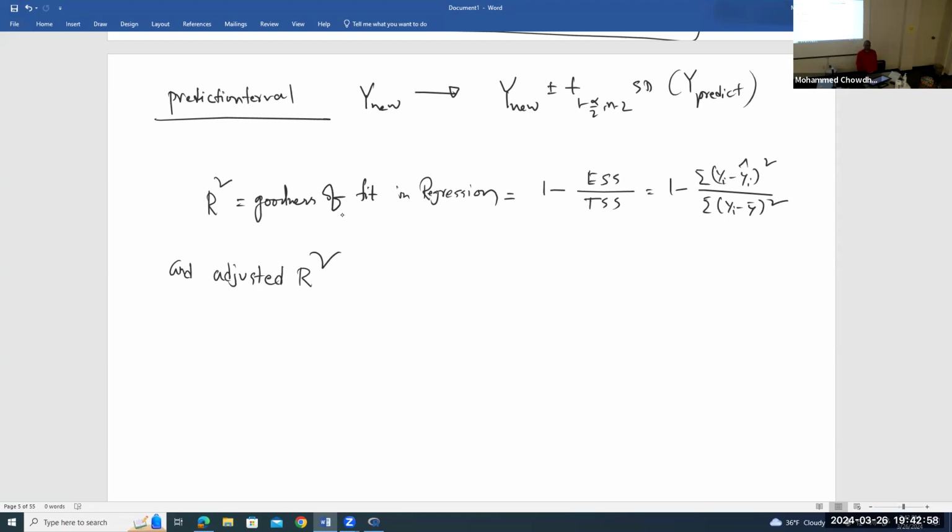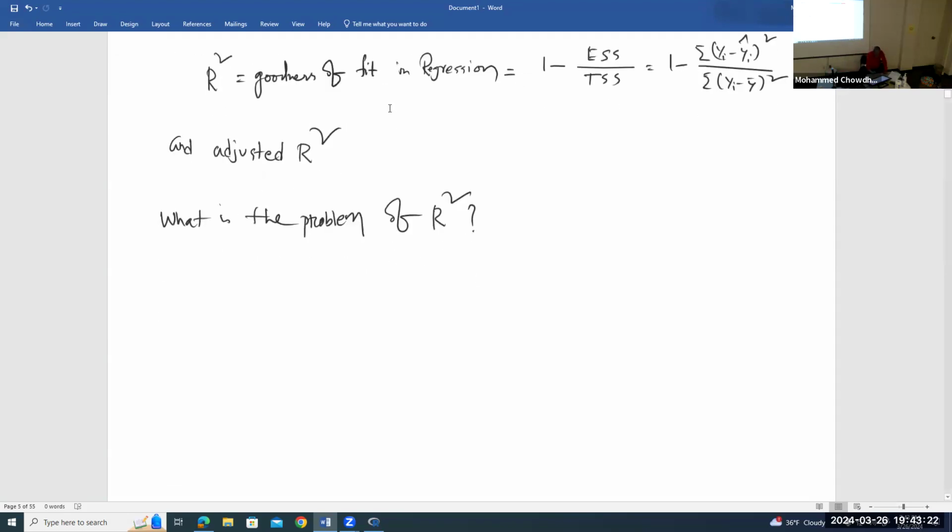What is the problem of R square? This is the most important thing. You need to understand this. Suppose this is your regression model: Yi equals beta 0 plus beta 1 x1 plus ei. Now, suppose you are predicting weight from the height. Understand?